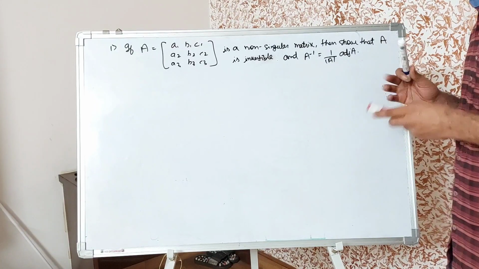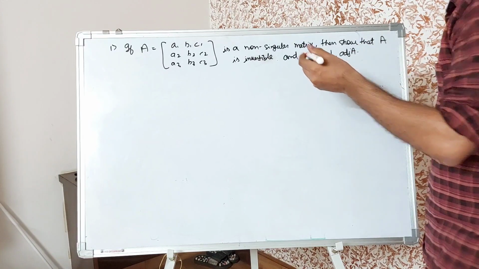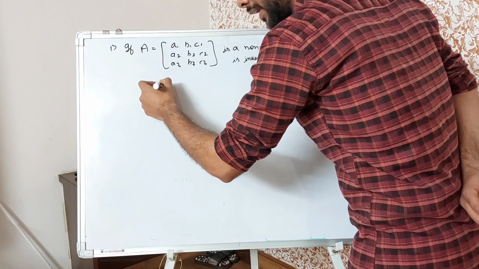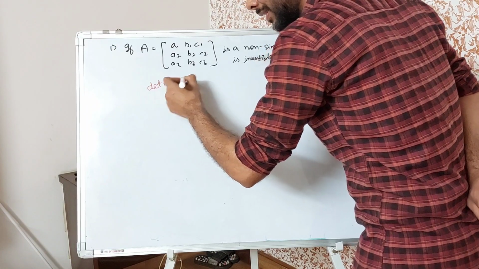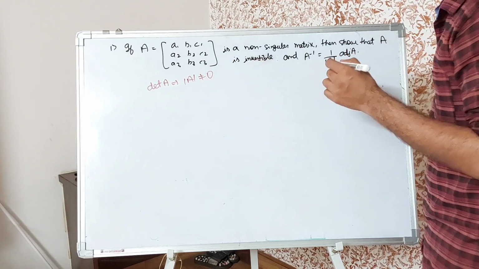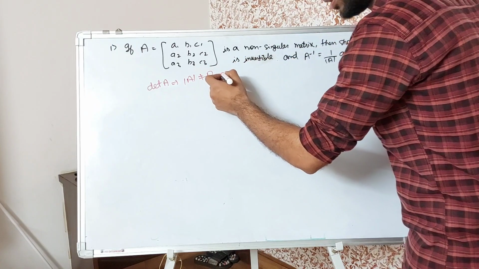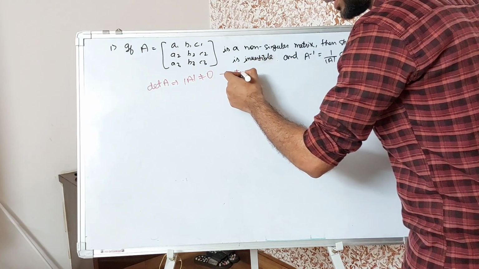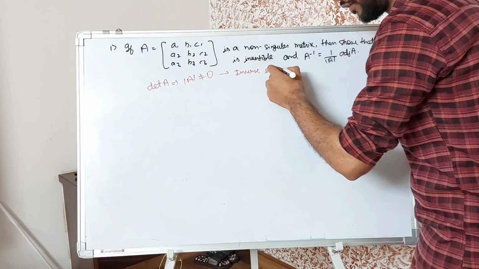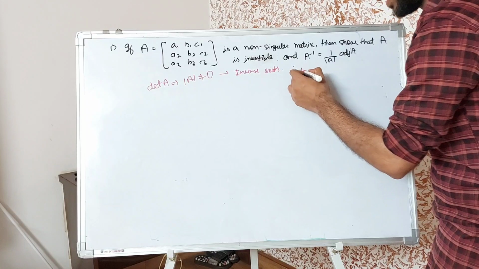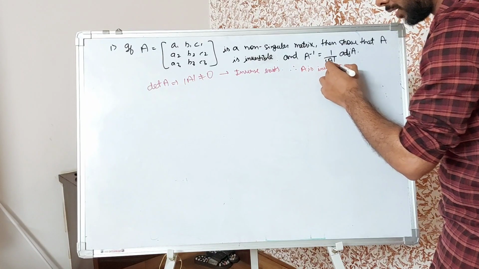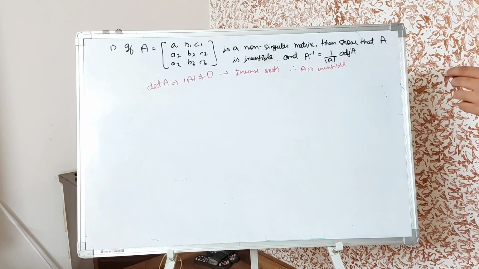Now what we can understand is it's a non-singular matrix. Since it's a non-singular matrix, we know that determinant of A is non-zero, which implies the inverse exists. Therefore, A is invertible. Invertible means its inverse exists. Now, very quickly we'll find out its inverse.